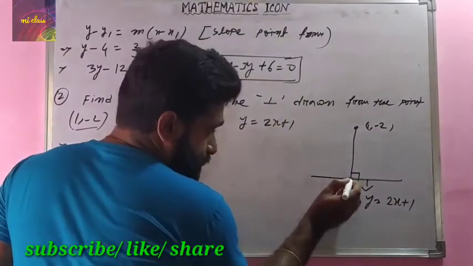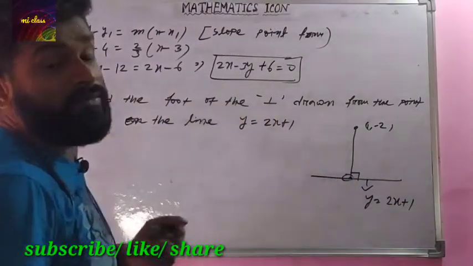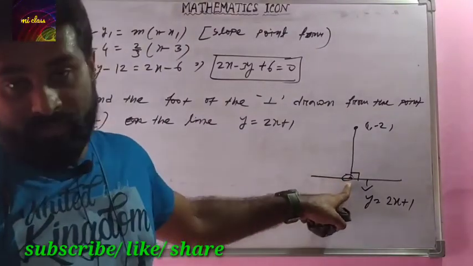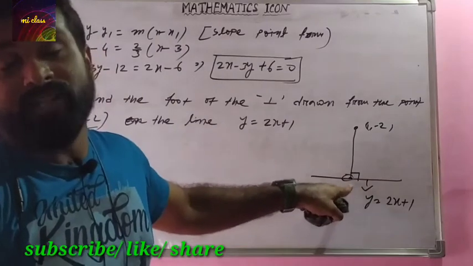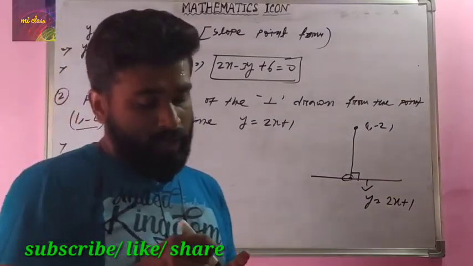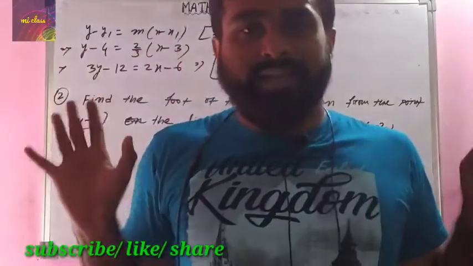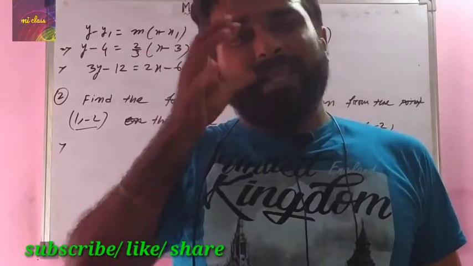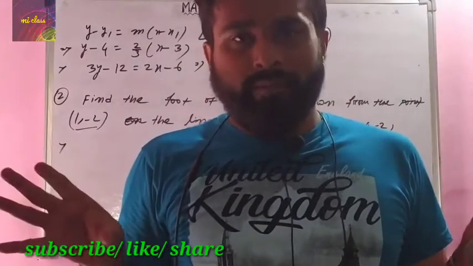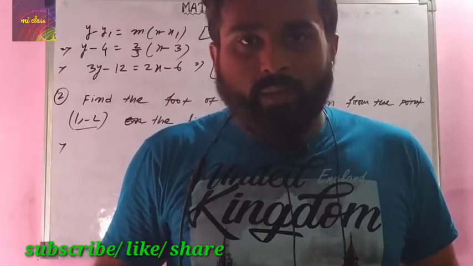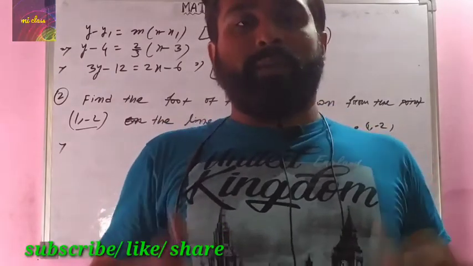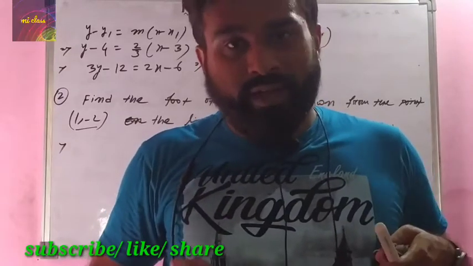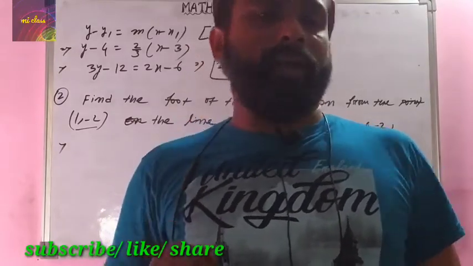Now you need to find the foot of the perpendicular. Foot of the perpendicular means this point's coordinates need to be found. This point is called the foot of the perpendicular. Just while you are standing on the floor, on the base, at a particular point, that particular point will be the foot of the perpendicular. That means you are standing perpendicularly. So that's why the touch point of your feet is called the foot of the perpendicular.